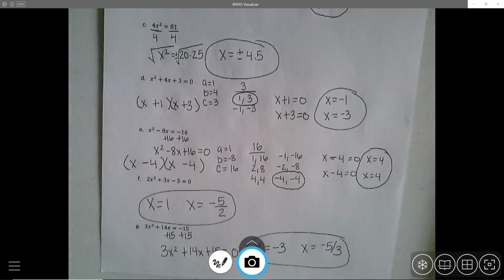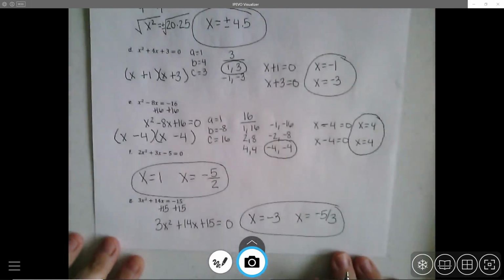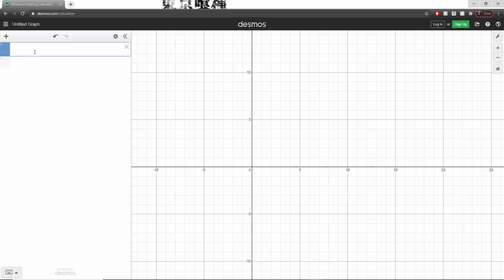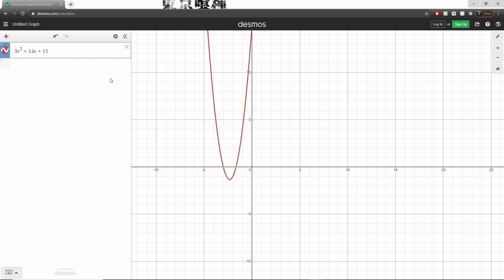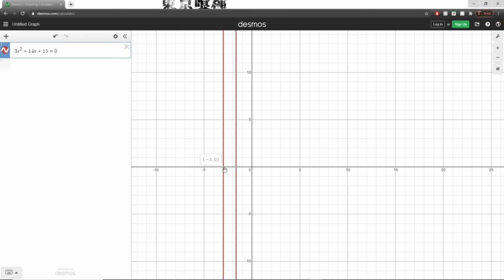Okay, and just like we did on that last problem, let's go to the graph. Okay, our last problem, 3x squared plus 14x plus 15, and I could say equals 0. Okay, and what I notice is if I click the dots, I get negative 3 and negative 1.667, which is negative 5 over 3. Like I said, graphing is really important. You have this available to you. Please use it as a checking tool.